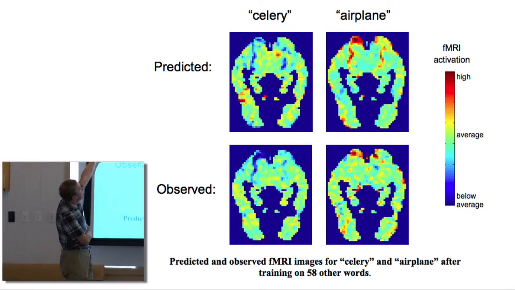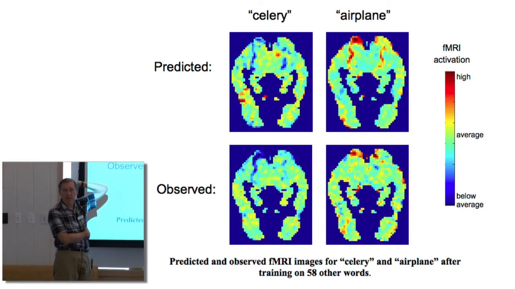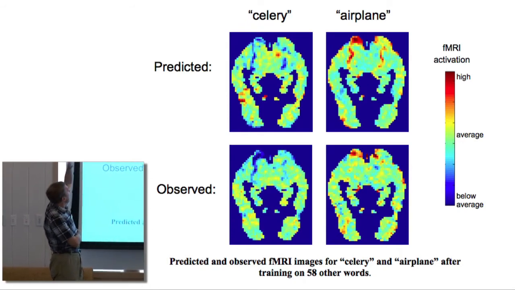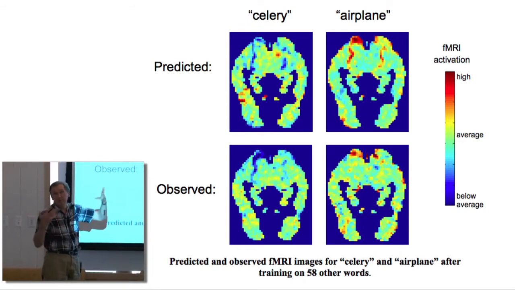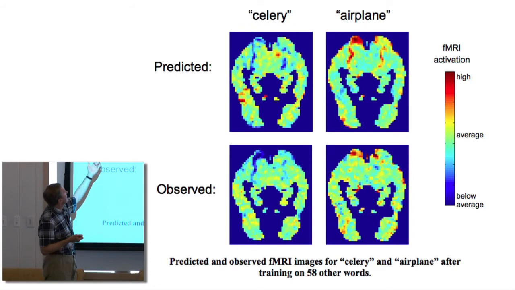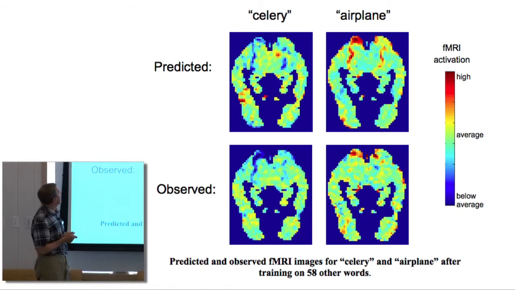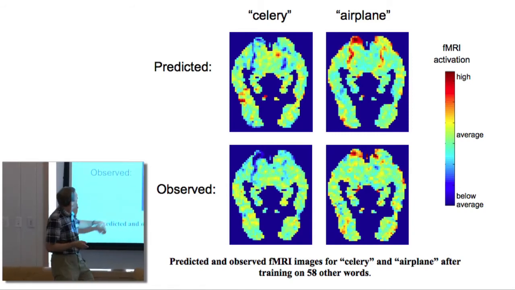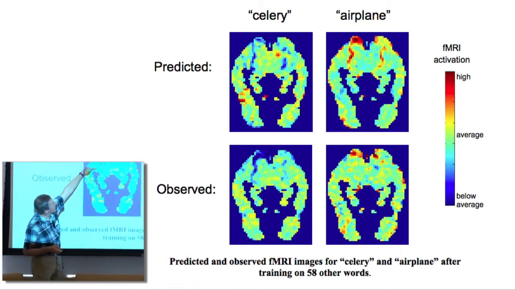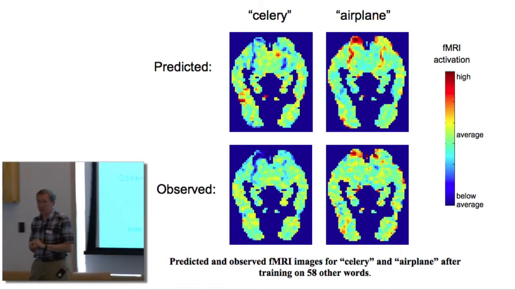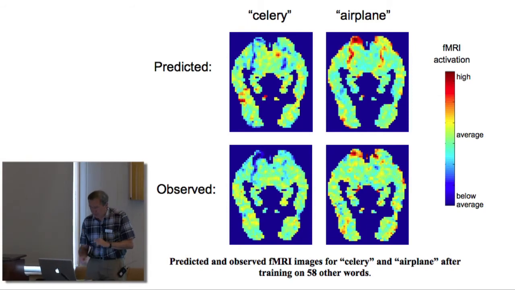In fact, here, if we train on a collection of other words and then present the model with the novel words celery and airplane, you see the predicted images and the observed images. They're not perfectly correct predictions, but they capture some of the structure that's going on here. And by the way, this blue streak is basically the fusiform region. Okay, so that's one way I can show you what the model does.